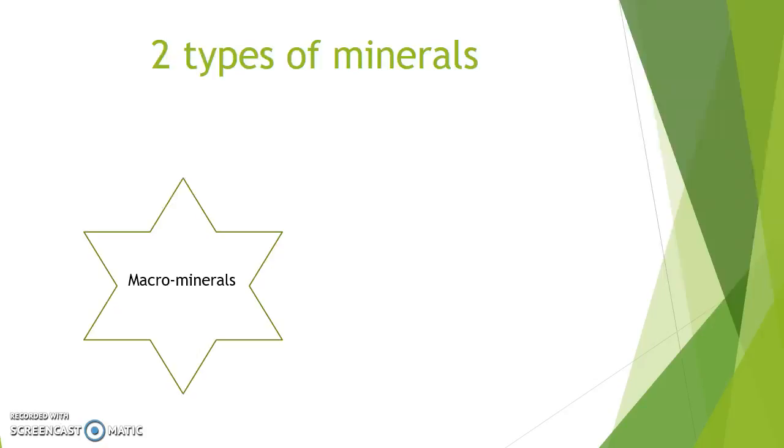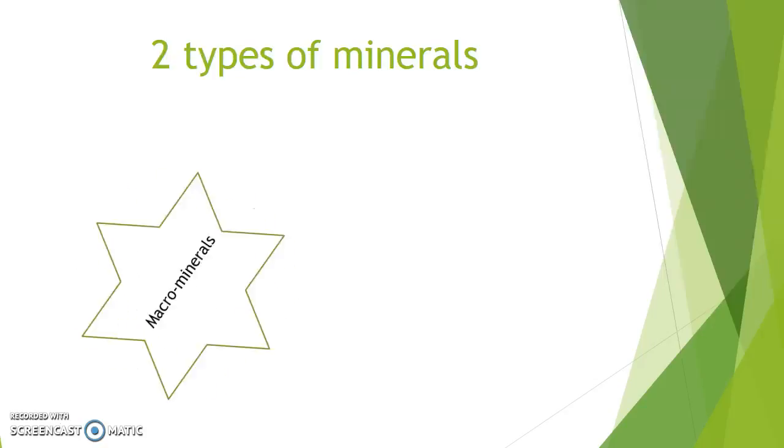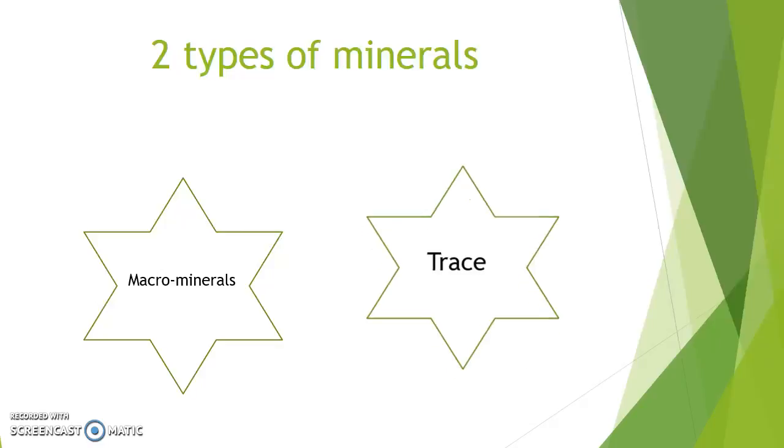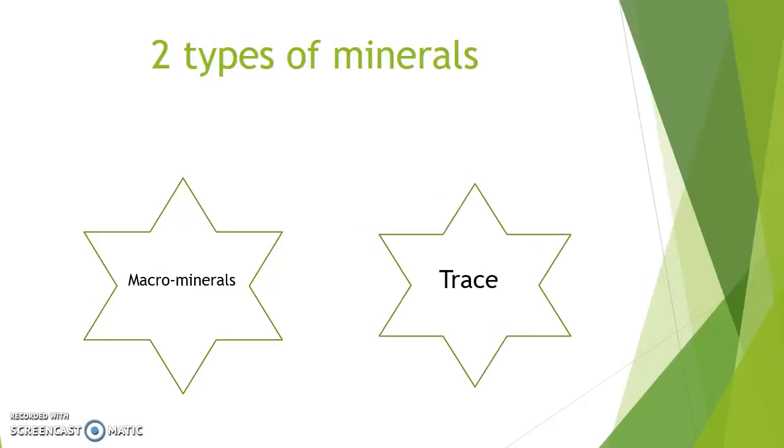Next you have minerals. So you have 2 types. You have macro minerals, and you have trace minerals. A mineral is a nutrient without any calories. These are essential for the body to function. Minerals are needed in small quantities. A macro mineral is needed in a big amount, so they provide the body with the right amount of nutrients. An example would be calcium.